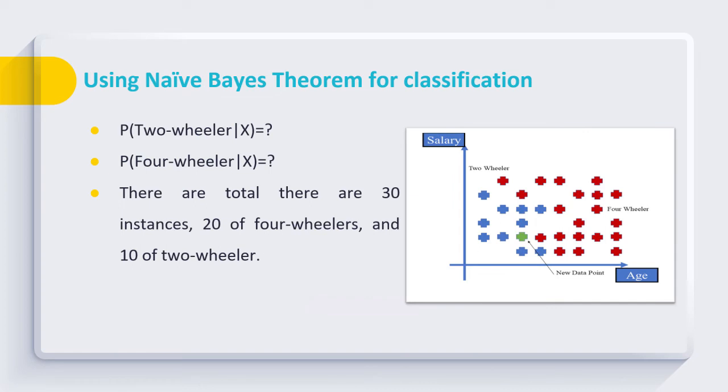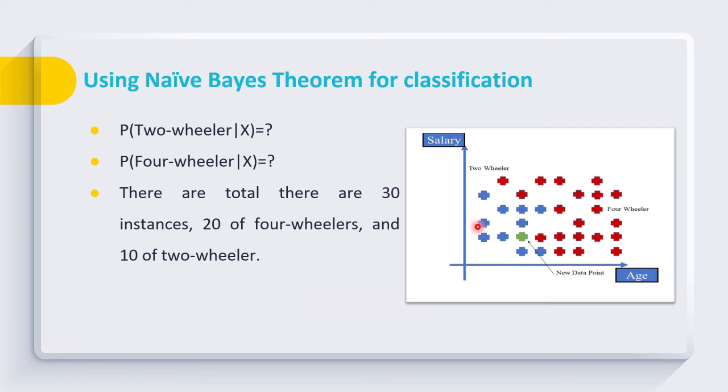As discussed in our previous session, we can apply naive-Bayes classifier for making predictions for this new data point X, who is actually a new joinee in our organization. We have to predict whether this new joinee will be commuting to office through two-wheeler or four-wheeler. For this, we have collected the data of 30 instances. Out of this, 20 are labeled as four-wheeler, while 10 are labeled as two-wheeler.